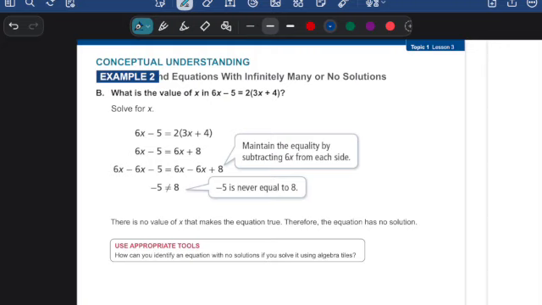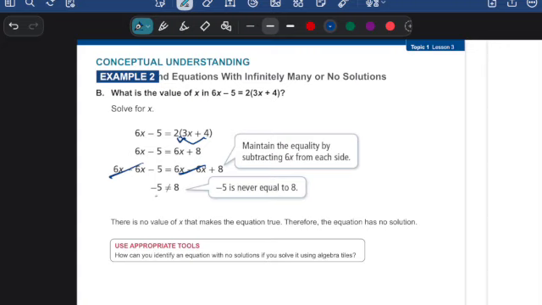All right, example 2, part B. We have another equation with variables on both sides. So if we distribute the 2, 2 times 3x is 6x. 2 times 4 is 8. And you can see we have 6x on both sides, so we can subtract 6x from both sides. Those will cancel out.